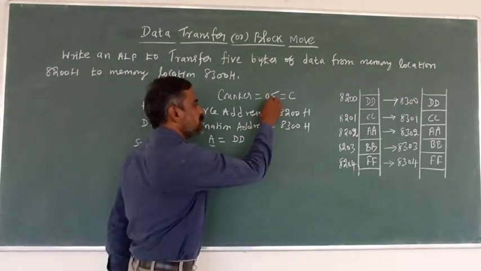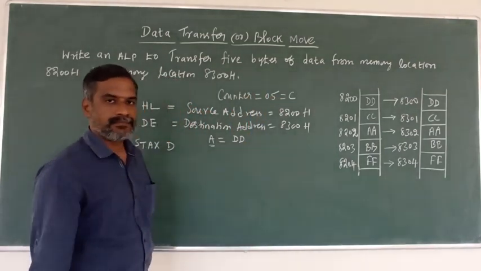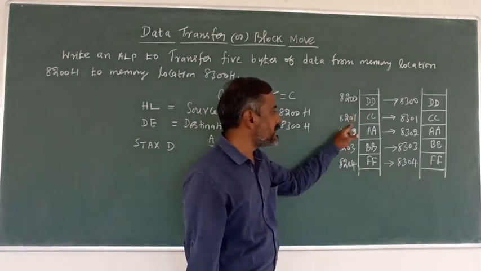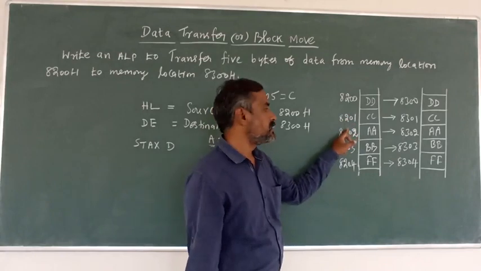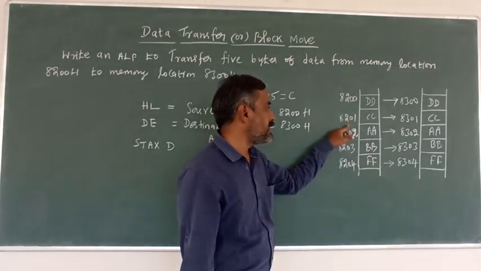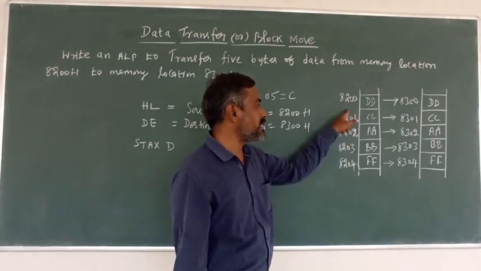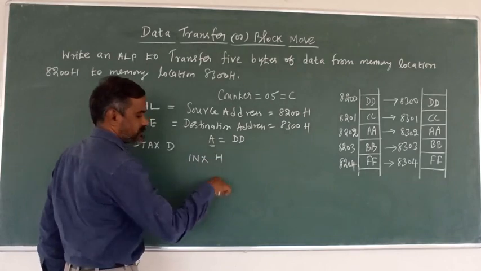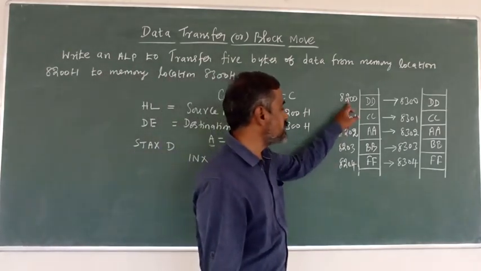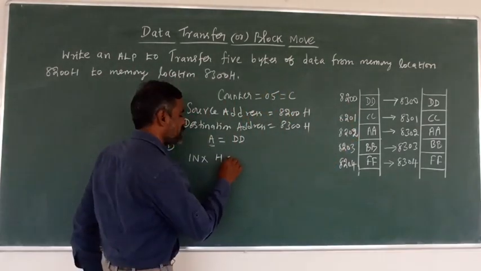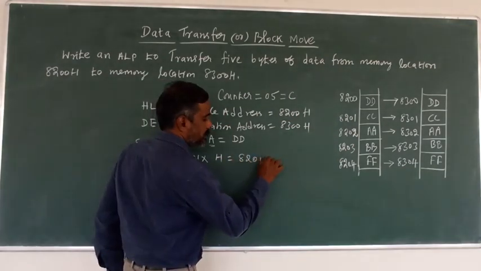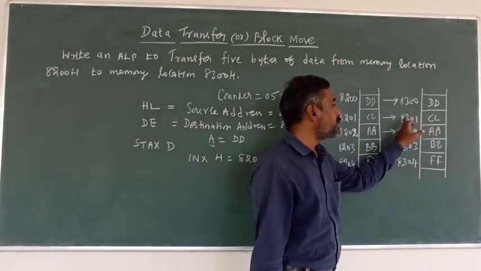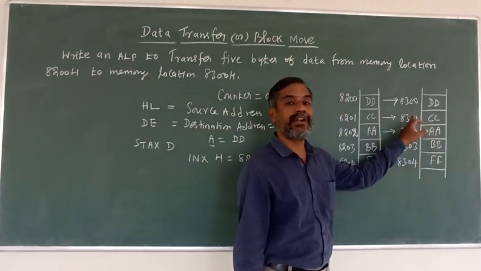Next, decrement the number of data. Before that, we have to increment to the next memory address, where the second data is available. For that we use INX H, which increments the memory address. Now this is memory 8201, and its data must be moved to the destination address 8301.